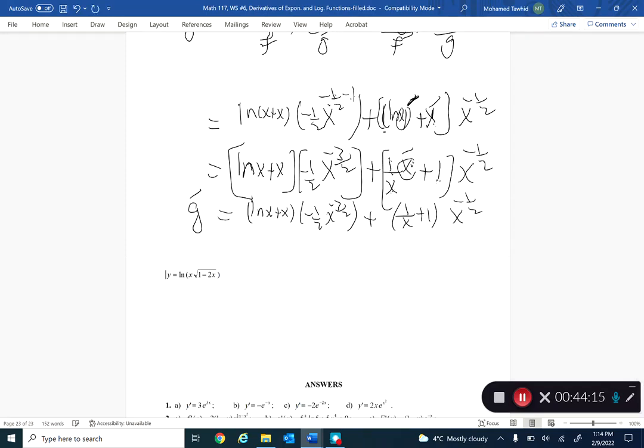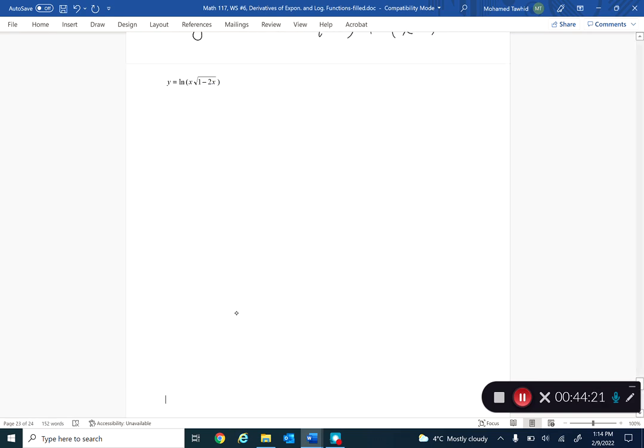I need to just read it so that you can know how we are going to use it. It's ln of x multiplied by the square root of 1 minus 2x. Whenever you have a radical or square root, just switch to an exponent. So ln of x times (1 minus 2x) to the power 1/2. Now you have x multiplied by a bracket to the power 1/2. That's a product, and a bracket to the power n is the power rule.